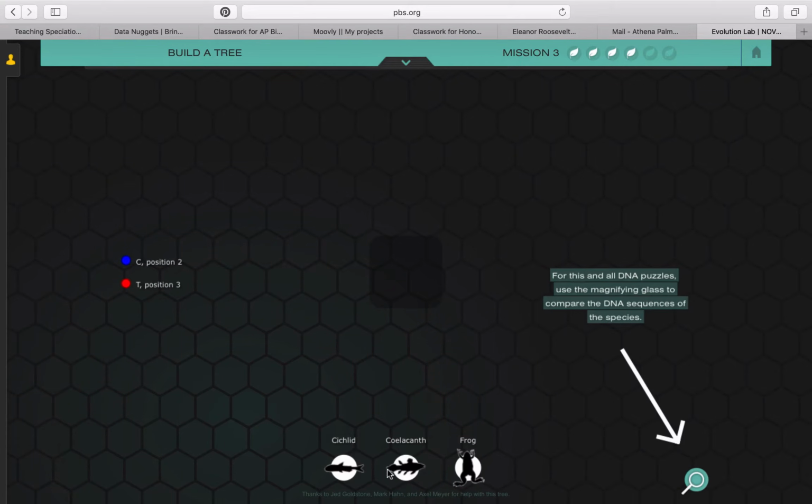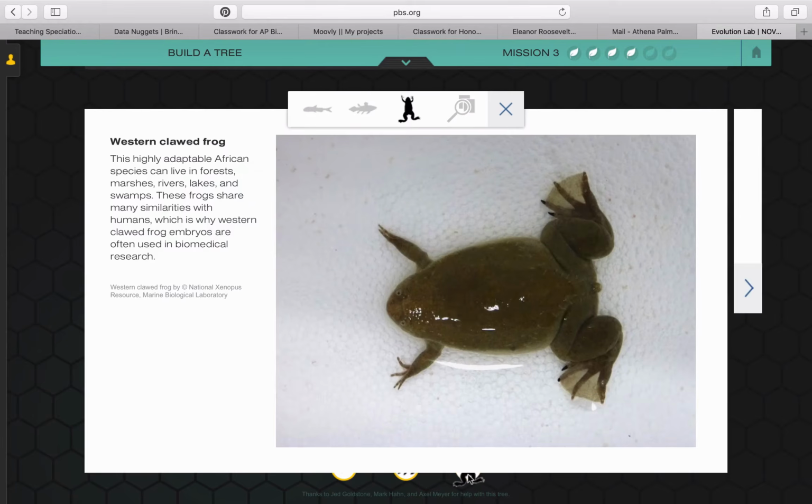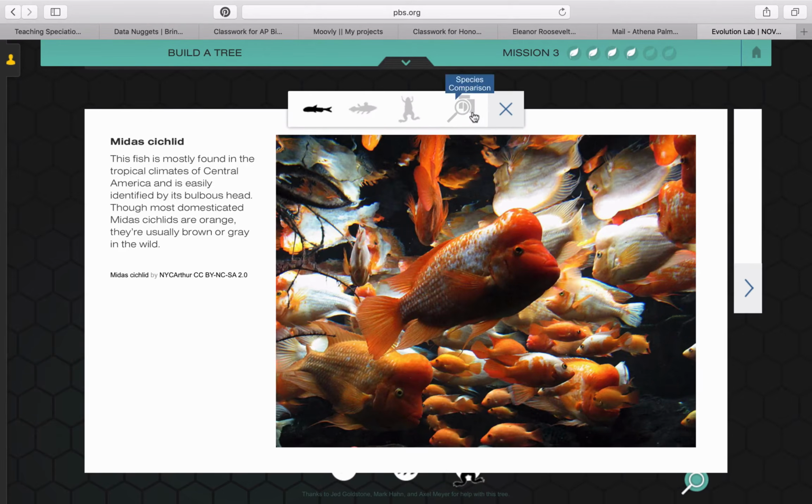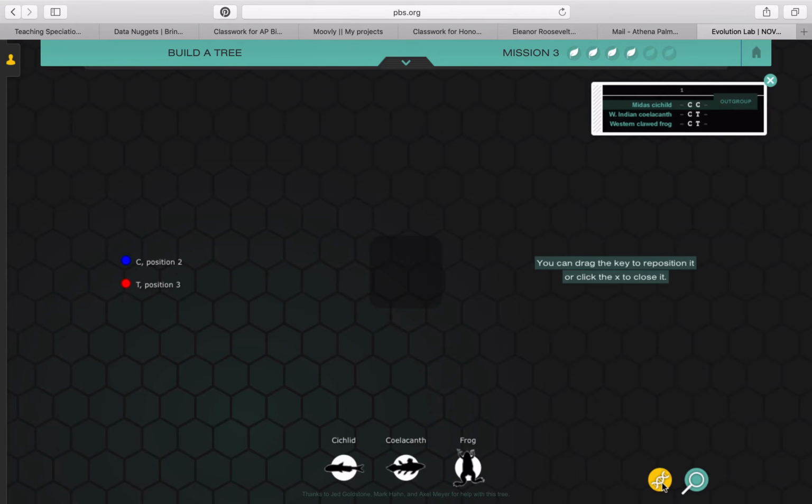All right, so we have four organisms here, and we can use our magnifying glass once again to find out a little bit about these organisms. And then we have DNA now. Here it actually gives us the outgroup, which is the Midas cichlid. That's because it has the most differences compared to the other two. So we take a look here, we add it on.